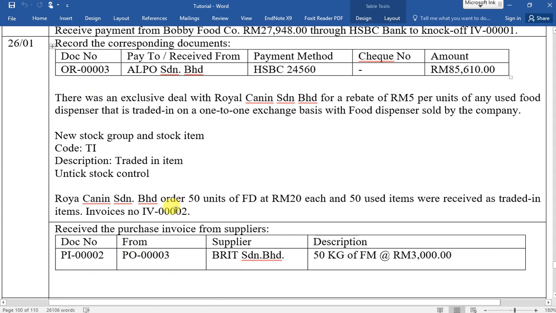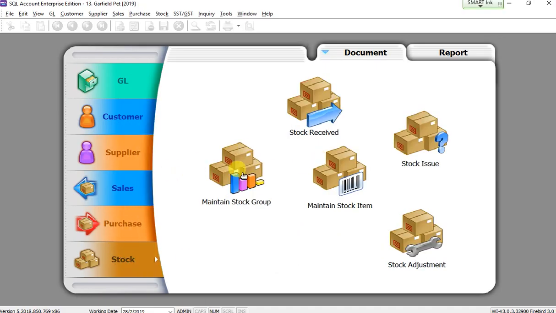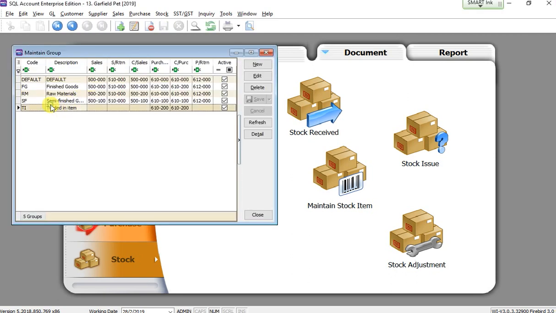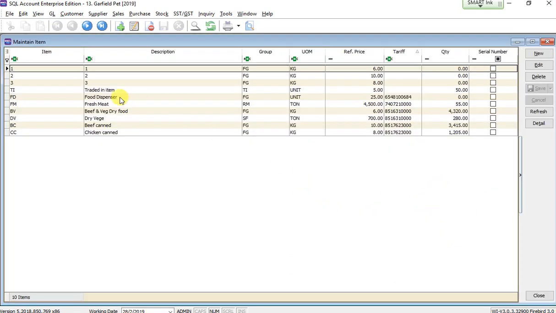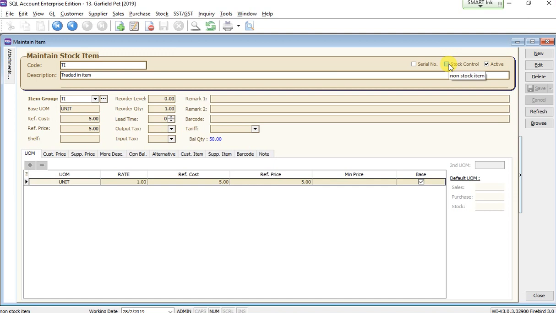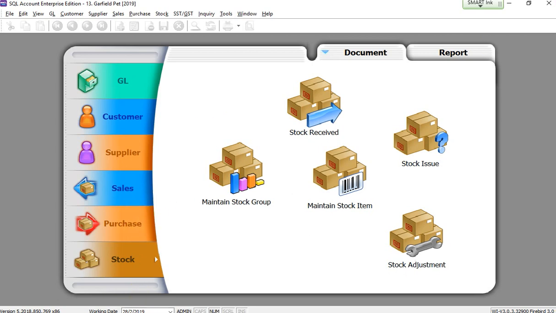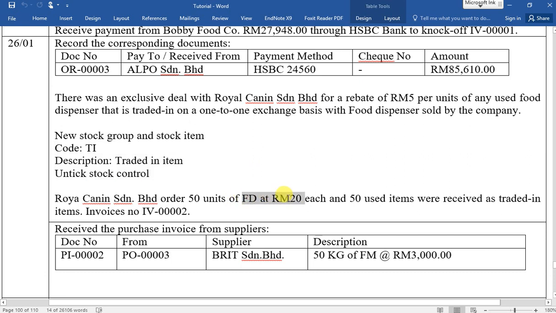So normally when you do trade-in, you have to create trade-in items. Step 1, create your trade-in item. Make sure you untick stock control. You're not going to control this thing, okay? Because it's a trading item. After that, you have to record the exchange, how many units you are going to trade in.